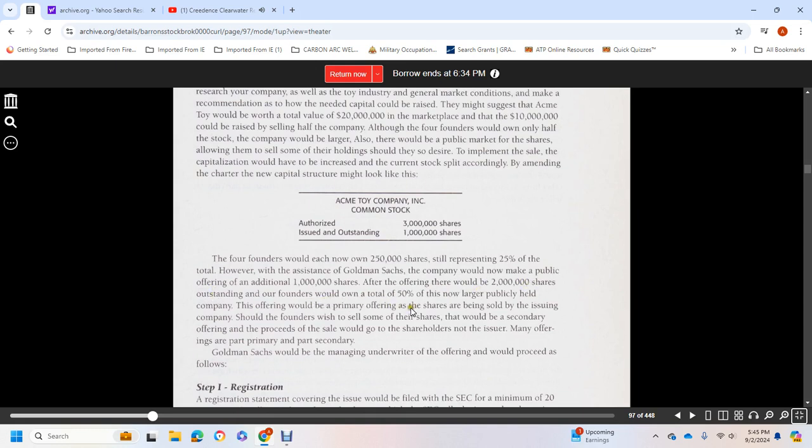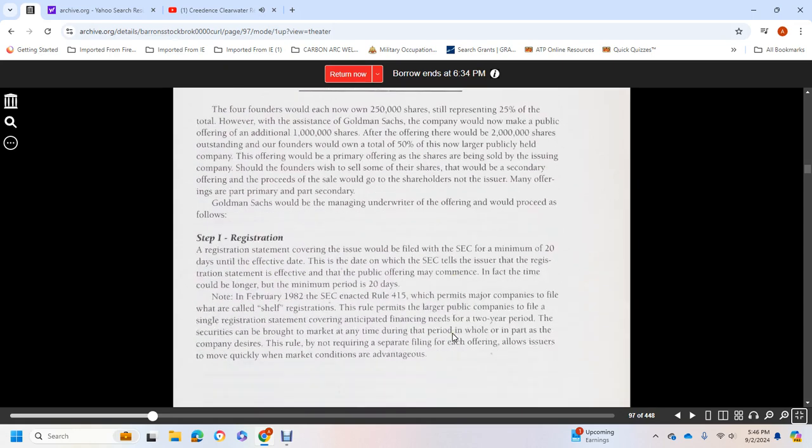The offering would primarily be shares sold by the issuing company. Should the founders wish to sell some of their shares, there would be a secondary offering accompanying the sale, in which the proceeds would go to the selling shareholders, not to the issuer. Most offerings are part primary and part secondary. Goldman Sachs would manage the underwriting and would proceed as follows.